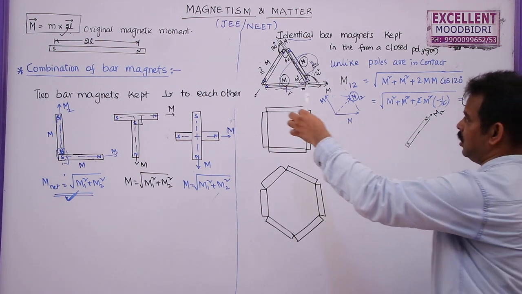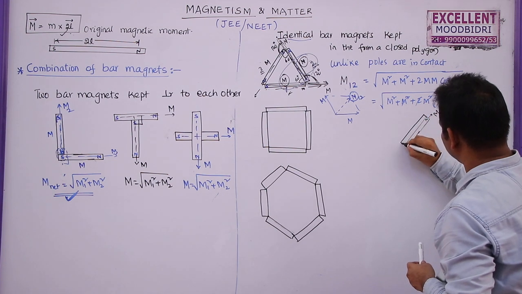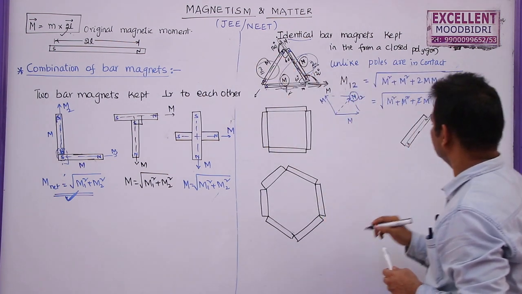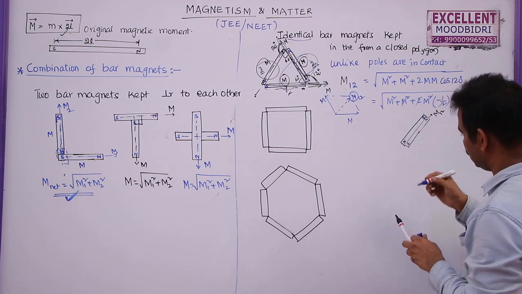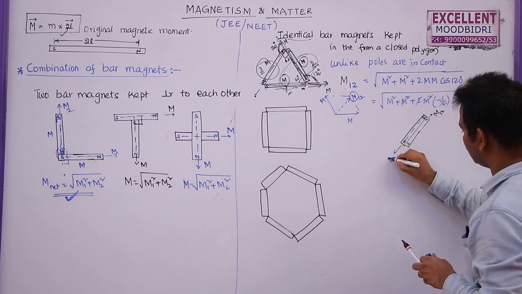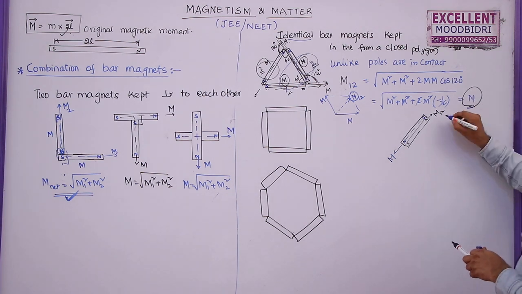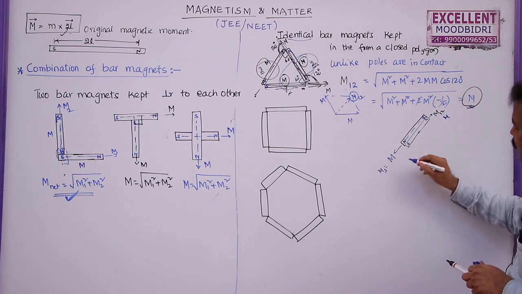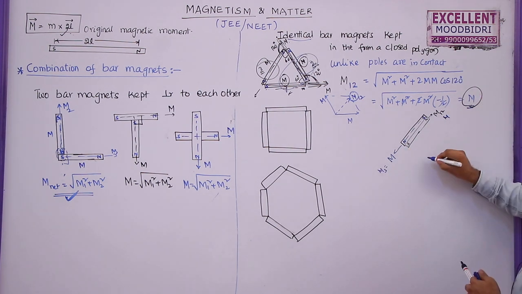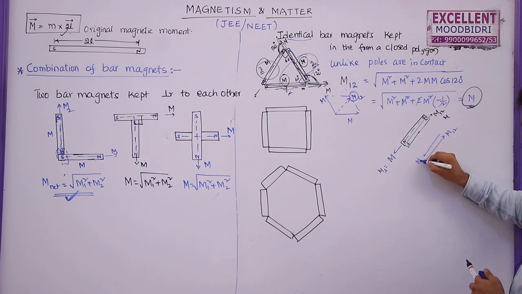But what is the third magnet? The third magnet is in this direction. This is the third magnet. Here the third magnet has south pole here, north pole here, and the magnetic moment is in this direction, which is equal to M. You can see M12 is equal to M, and the third magnet M3 is equal to M, and both are acting in the opposite direction. So this is M12, this is M3.